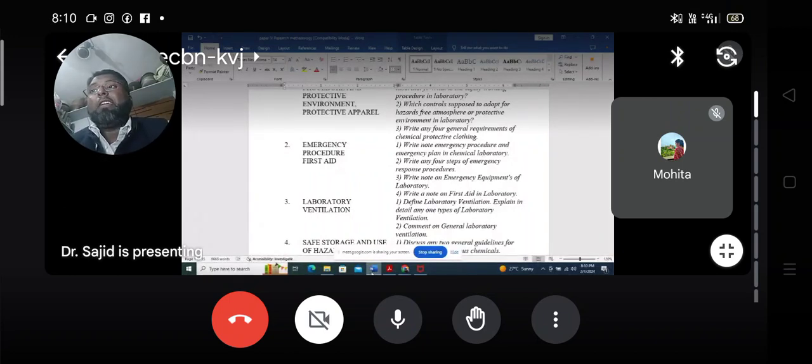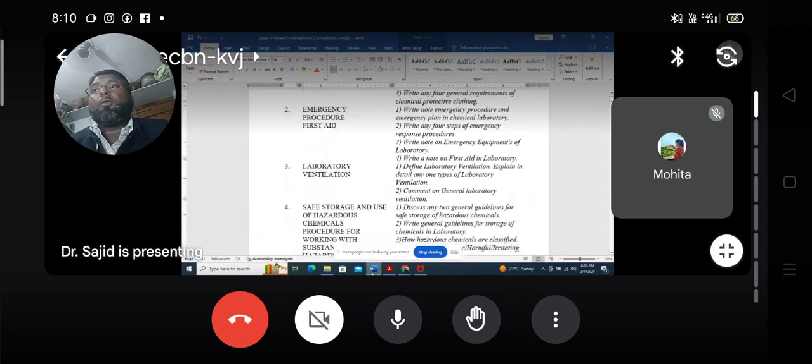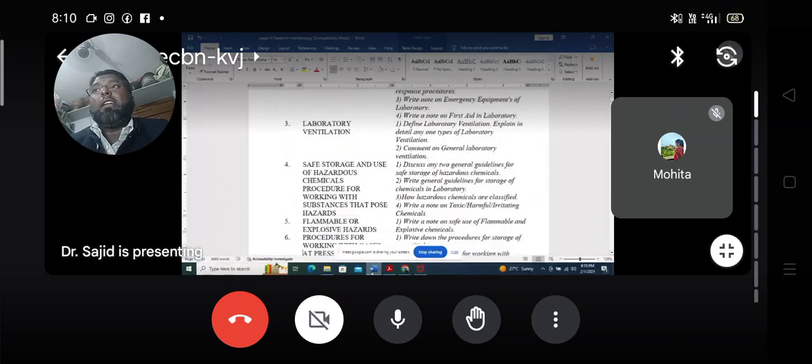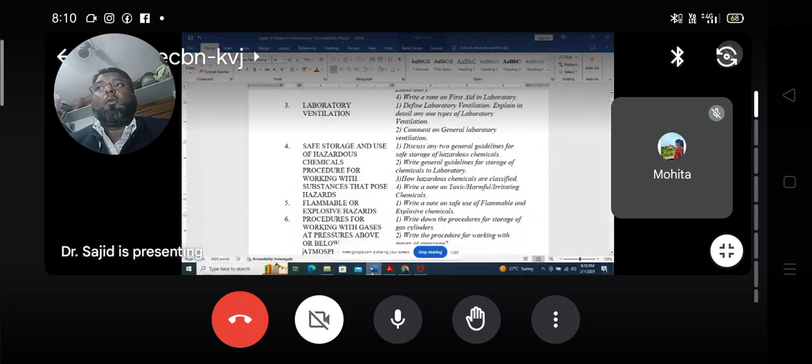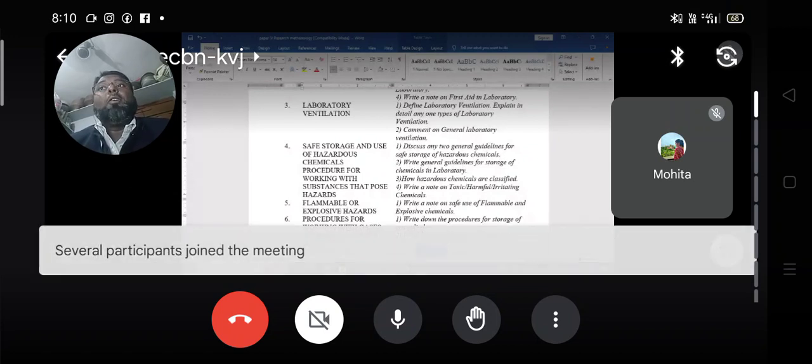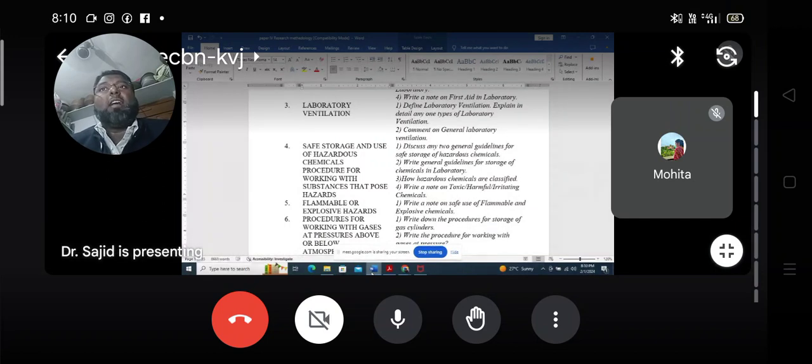Then the next part of your syllabus is the safe storage and use of hazardous chemicals, and the procedure for working with substances that pose a hazard. Here, discuss any two general guidelines for the safe storage of hazardous chemicals. Write down the general guidelines for the storage of chemicals in the laboratory. How are hazardous chemicals classified? Write a note on toxic, harmful, irritating chemicals.